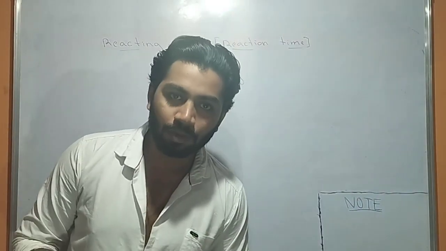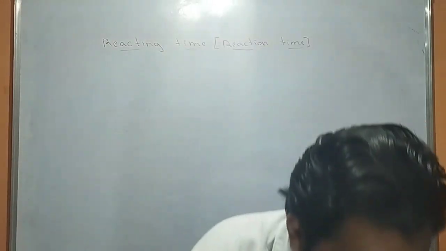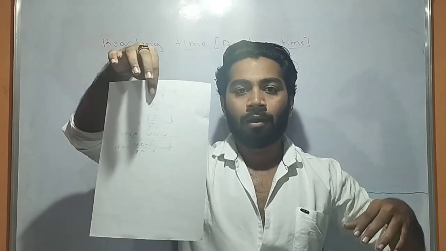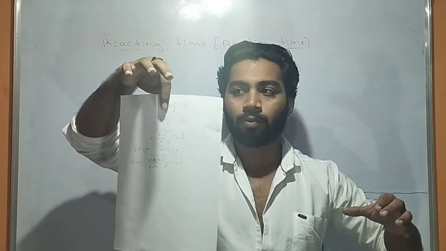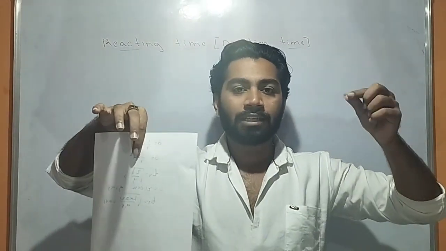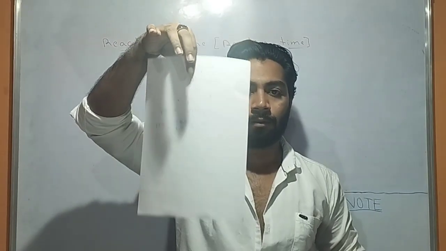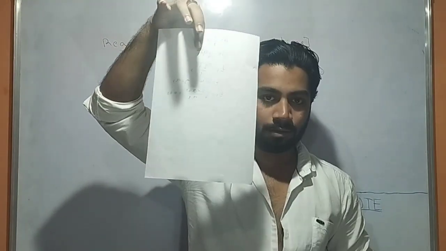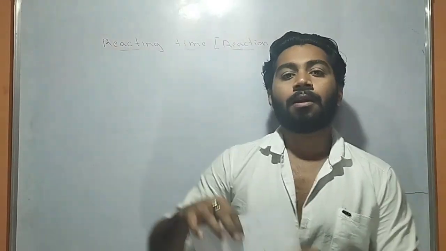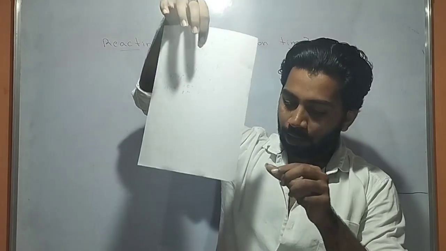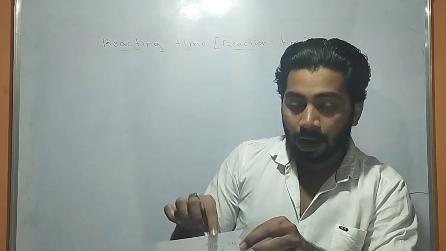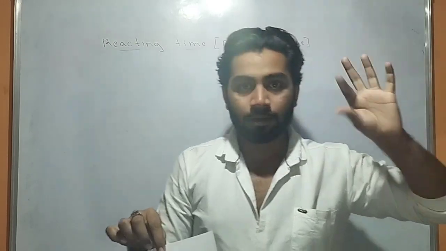So in physics, how can you relate reacting time? Just for example, see, this is a paper. This is my other hand. Now I will try to drop this paper with this hand and catch it with this hand. Look. This paper is traveling up to this distance until which I can react with this hand.